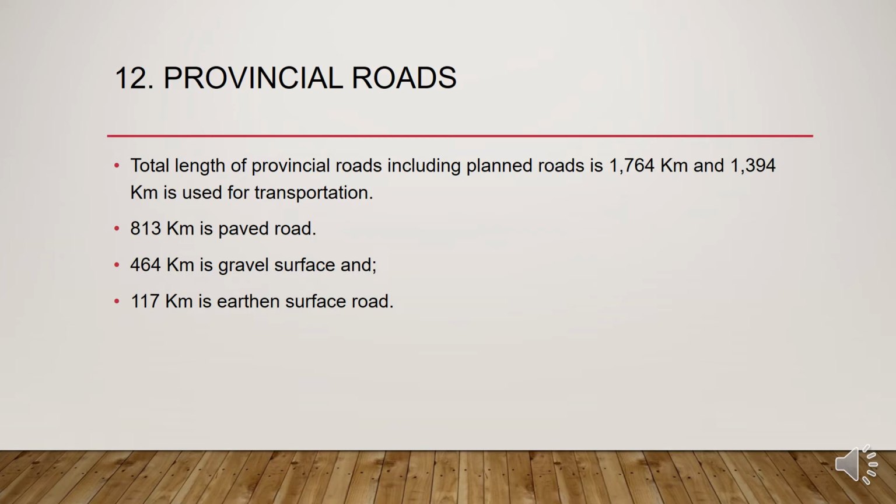Provincial roads. The total length of provincial roads, including planned and constructed roads, is 1,764 kilometers, out of which currently 1,394 kilometers are used for transportation purposes. 813 kilometers is paved road, 464 kilometers is gravel surface road, and 117 kilometers is earthen surface road, which are currently used by transportation in different parts of the country.